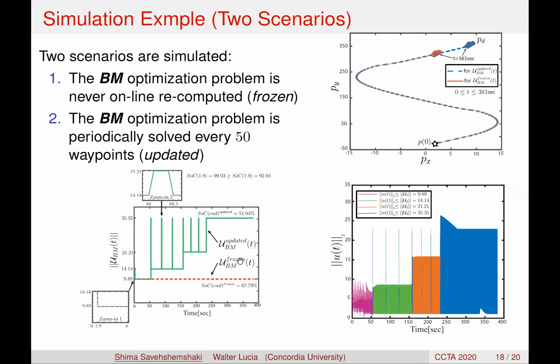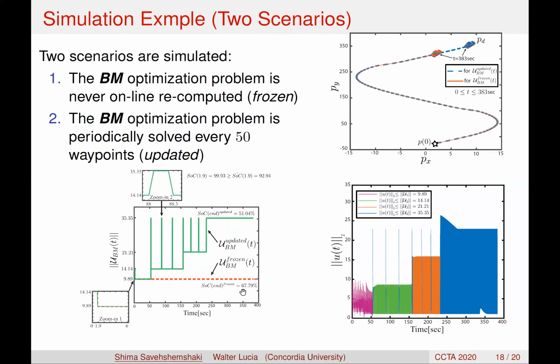At t equal to 0, the battery manager predicts that using an acceleration profile equal to 14.14 until t equals 1.9, and then the profile equal to 9.89 for the rest of the t. This represents a conservative solution that predicts the vehicle will reach the destination at t equals 586 seconds. This profile is shown in this red dashed line.